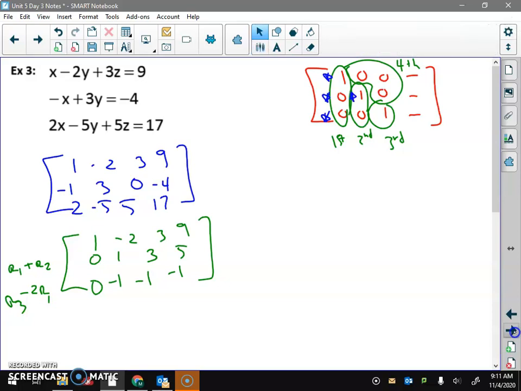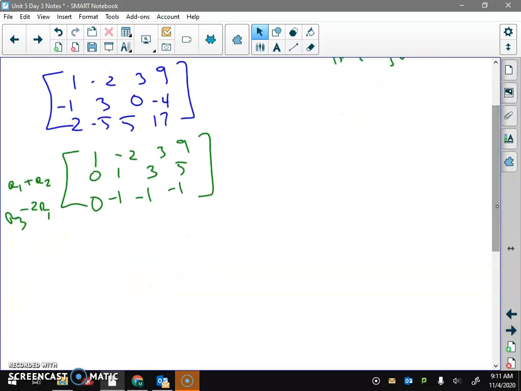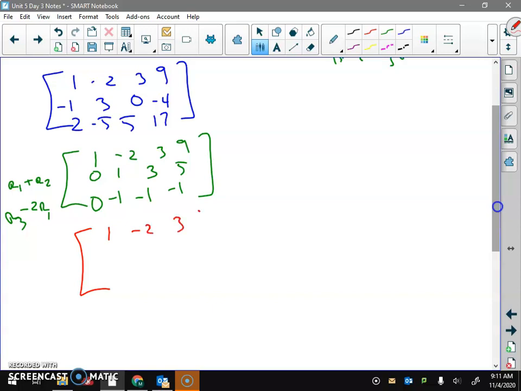All right, next, I want a 0 where the negative 1 is in row 3. My red iteration. 1, negative 2, 3, 9. 0, 1, 3, 5. Row 3 plus row 2. 0 plus 0 is 0. Negative 1 plus 1 is 0. 3 plus negative 1 is 2. 5 minus 1 is 4.